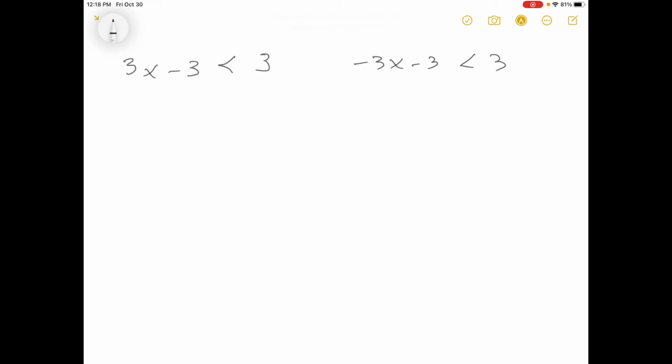Today we're going to compare two problems. They're inequalities, and we're going to solve them. They're very similar, but there's one important difference. Hopefully you can see what it is.